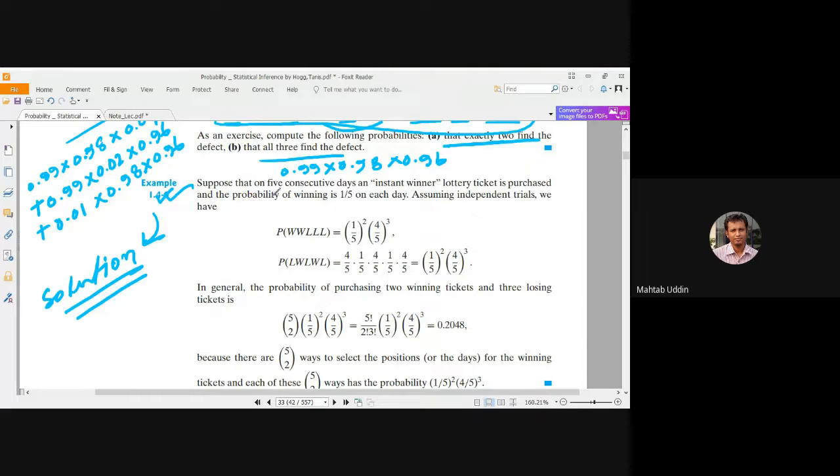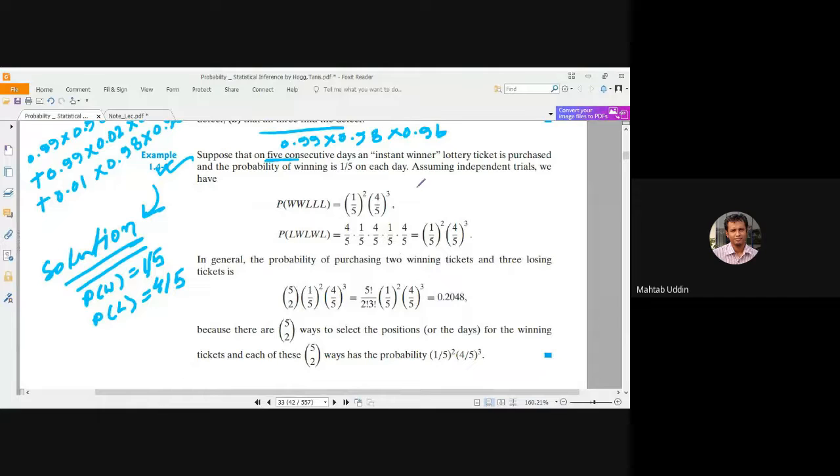Suppose that on 5 consecutive days, how many trials do you have in hand? 5, okay? 5, sir. Each day, there's an instant winner lottery ticket purchased. The probability of winning is 1 by 5. So the probability of winning is what? 1 by 5. So the probability of losing is what? Sir, 1 minus 1 by 5. 1 minus 1 by 5, that is 4 by 5. Okay.